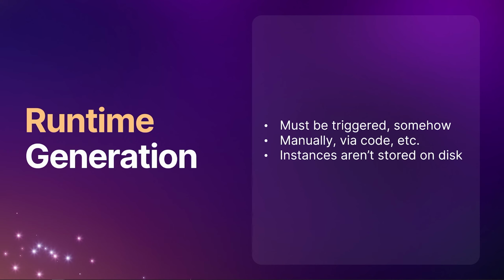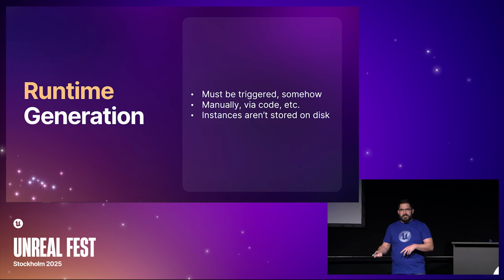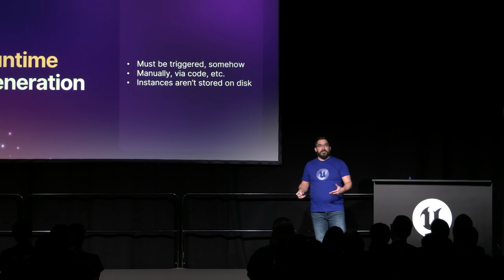So like I said, a couple of things to keep in mind with runtime generation. You have to trigger it somehow. So the nice thing when you're working in the editor is I change a parameter on my PCG graph, it's going to auto-generate. That's the default behavior. But if you're trying to do something like, oh, I need to spawn a new POI in the middle of my world at runtime, you do have to manually trigger that.